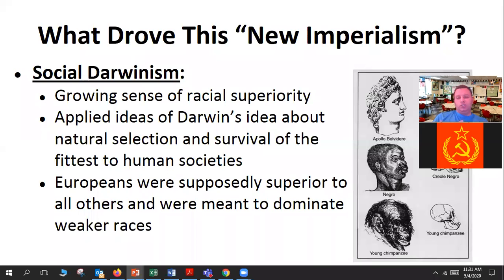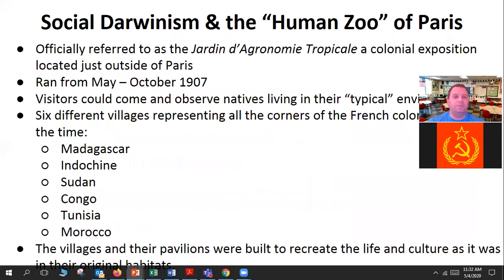And it was driven once again by this idea of social Darwinism, the idea that there was a sense of racial superiority, that the white Anglo-Europeans were superior to these other groups of people. They would apply Darwin's ideas about natural selection and say that the white Europeans were the fittest of the species, the most evolved, the most advanced. Because these white Anglo-Europeans were superior, they were meant to dominate over these lower groups of people.